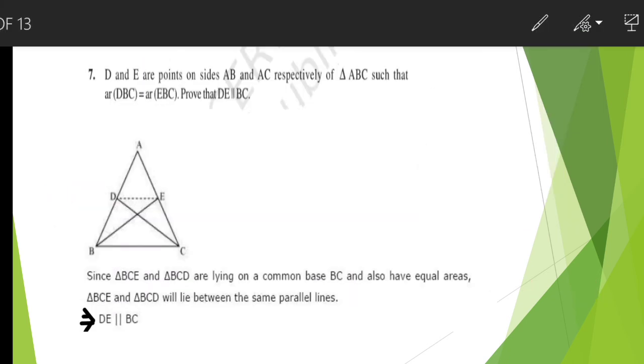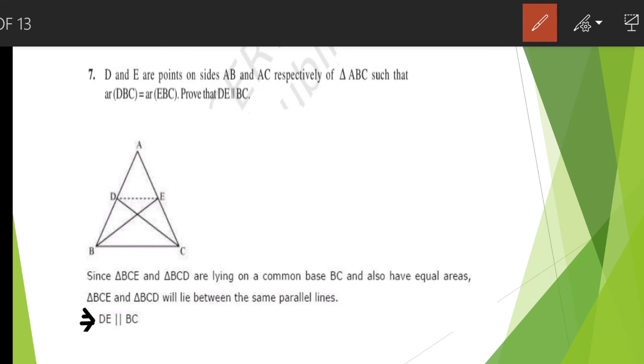Now question number 7. In question number 7, this question is very small. Here it is said that D and E are the points on AB and AC respectively, such that the areas of triangles DCB and ECB are equal. We have to prove that DE is parallel to BC.